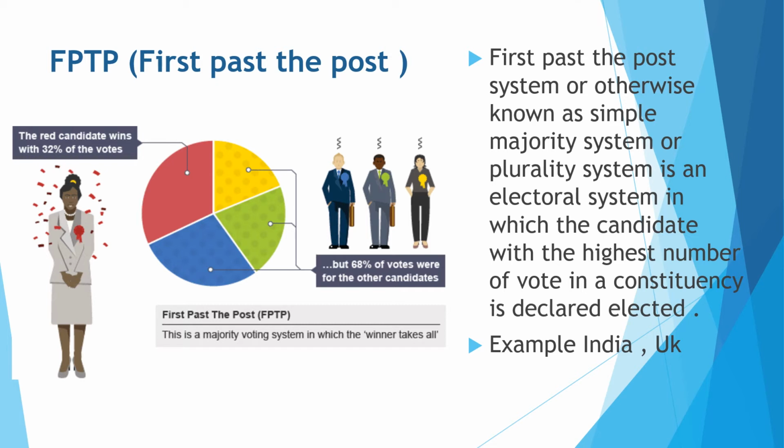So this system is basically all about head-to-head competition. The one who gets this particular majority will secure the majority number of seats in the parliament. So this is basically all about the FPTP system, first past the post system. It's based on the majority voting system and the winner takes all the seats in the parliament.